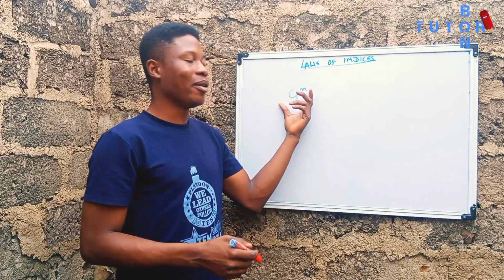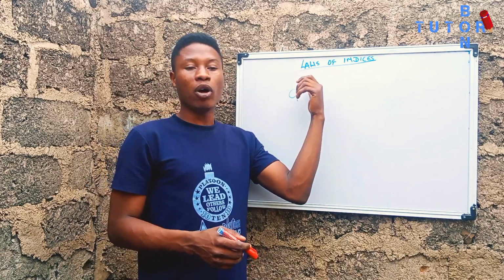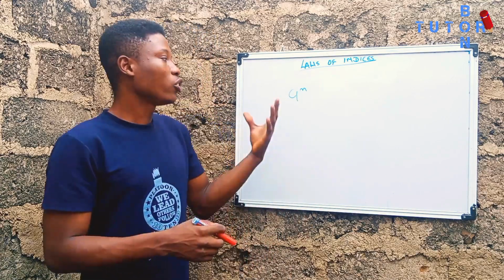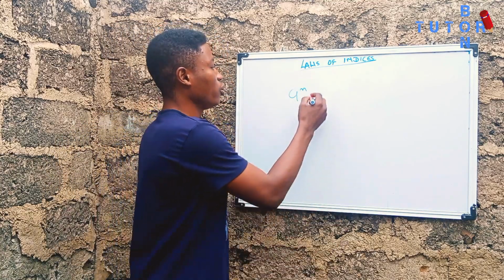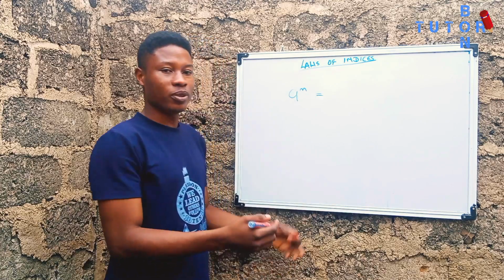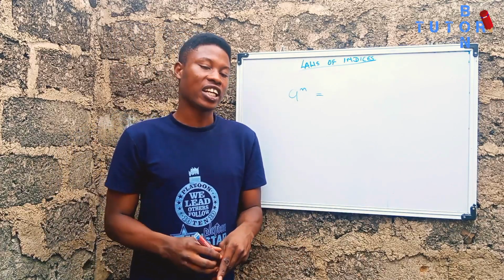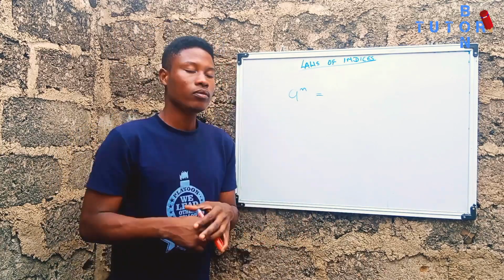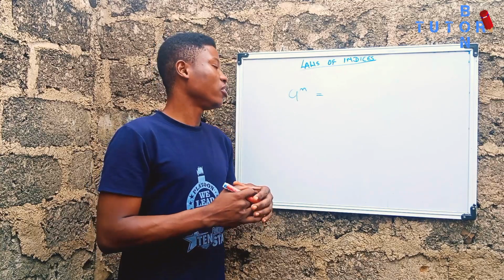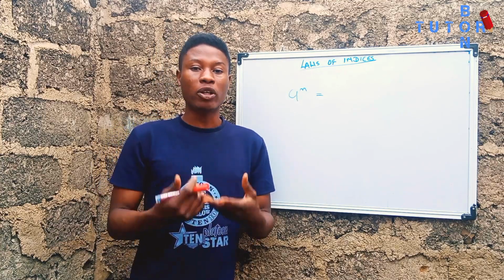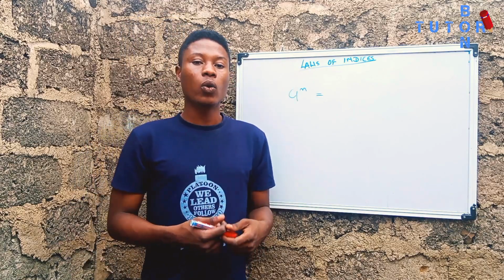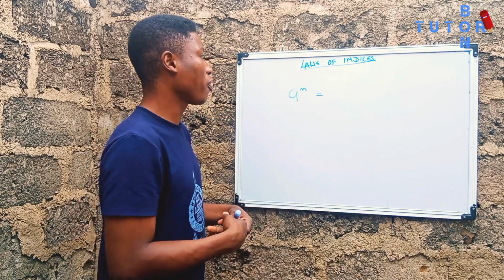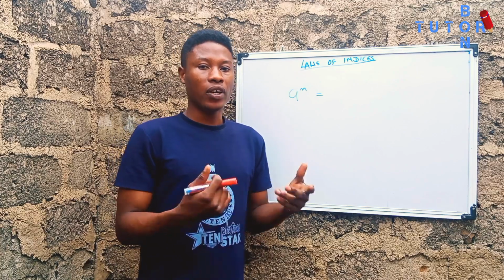So this a can be any number, while this m also can be any number. So if you see anything like this, we call it index. If you have it in multiple, then it is indices, just like the plural of index. So if you want to deal with these numbers, you can use them the way we use normal numerical numbers, and that is why we have laws that govern the way we use them. So today we'll be talking about the laws of indices.